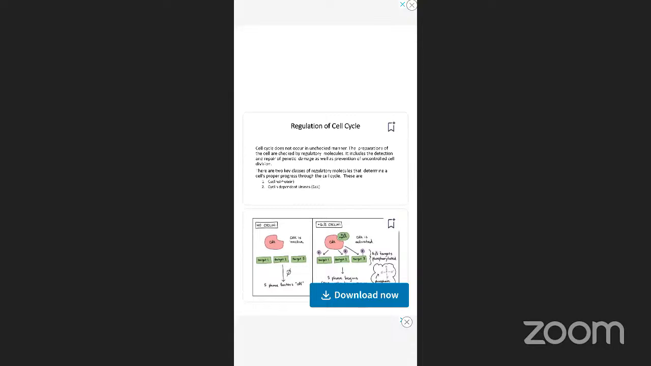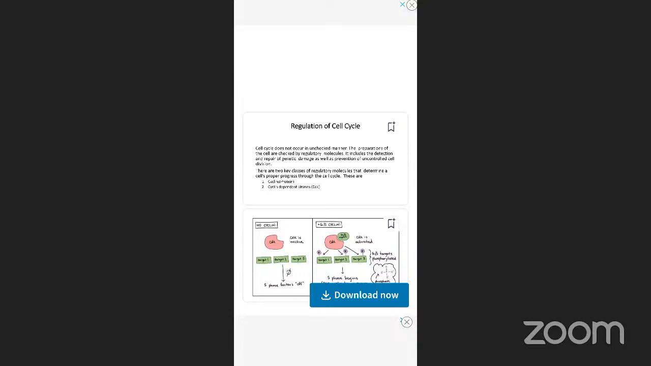Next one, regulation of the cell cycle. The cell cycle does not occur unchecked; it is checked by regulatory molecules. This includes the detection and repair of genetic damage as well as the prevention of uncontrolled cell division.